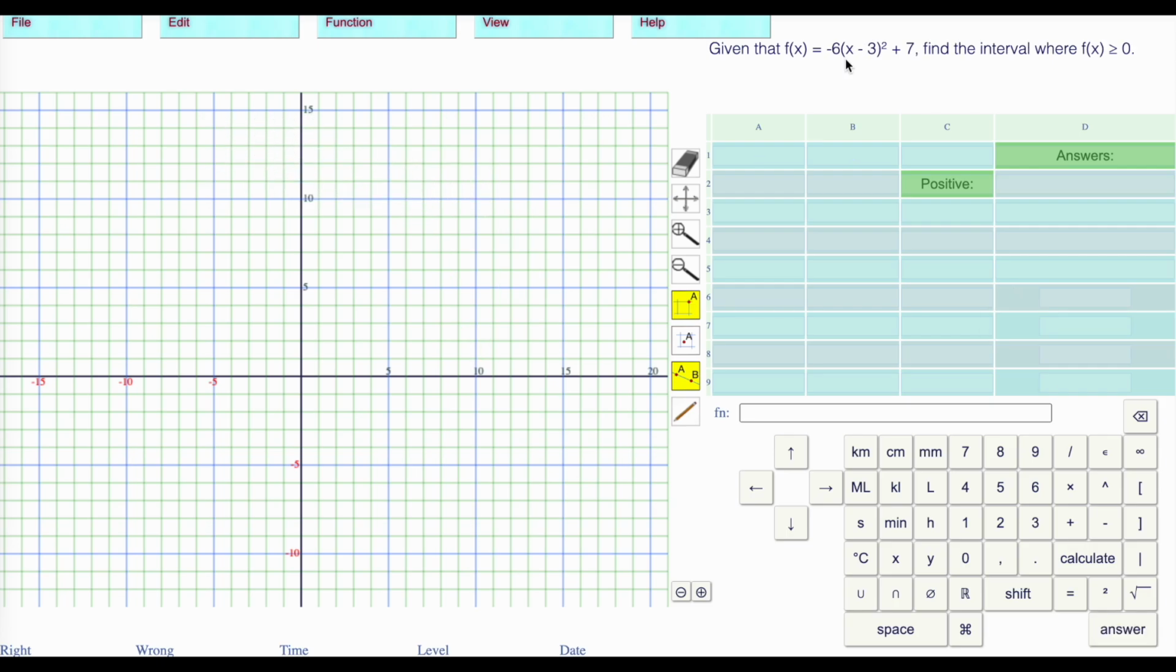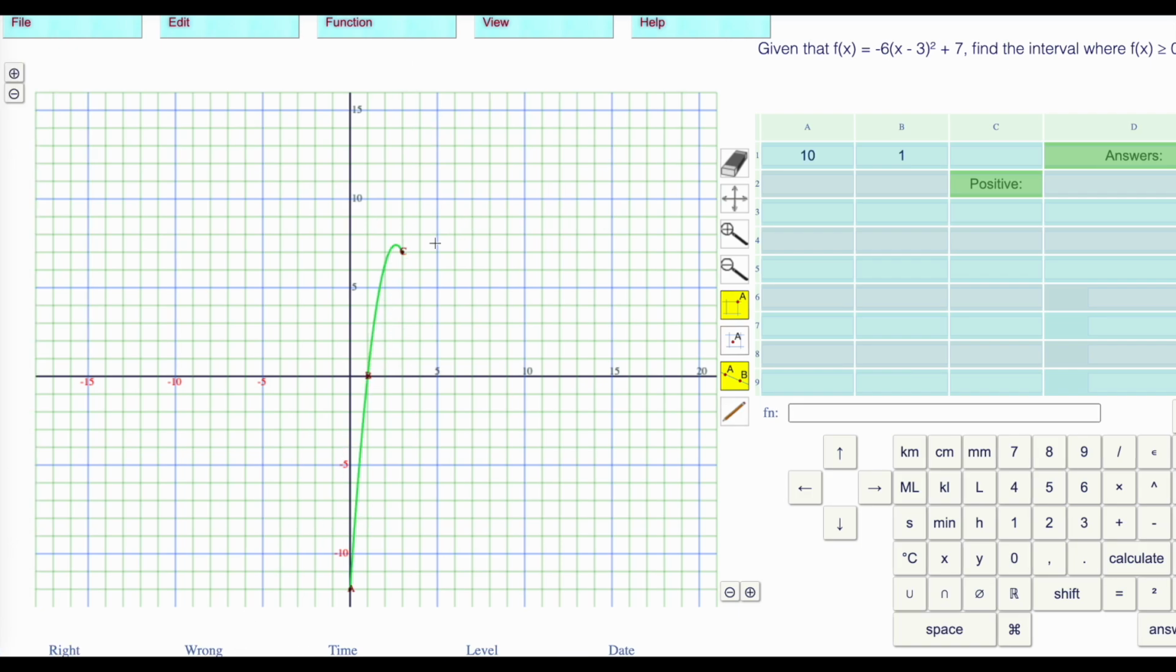This one's opening down, and we want to know when it is positive. The vertex is above the x-axis. It's at (3, 7), and it's opening down. It's going to look something like this. We want to know when it's positive. Let's get some real points.